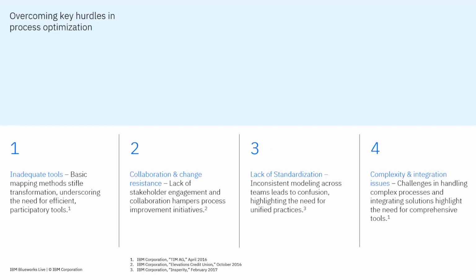All right, and these are really the four key hurdles in process optimization. The first is inadequate tools. There are tools provided that you can use to model processes. There are some very basic ones and some very advanced ones. We feel like Blueworks Live sits in the middle. We make it very easy to use, but it's very powerful with information.